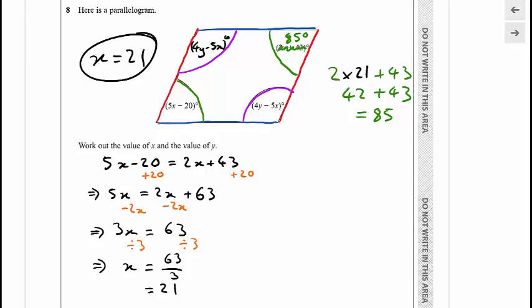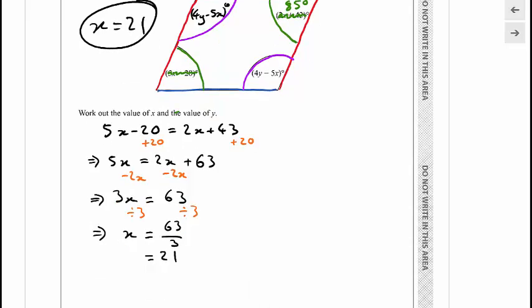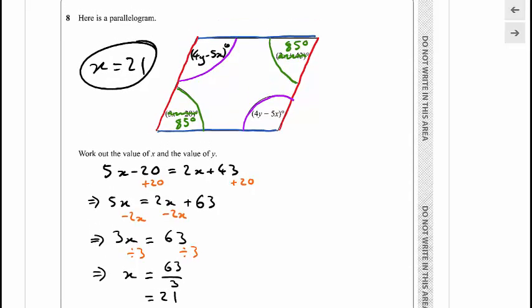Now I know this angle here is 85 degrees. But I also know then that this angle here must also be equal to 85 degrees because they must be the same. I can also replace this 5x, which is 5 times 21, which is equal to, well, 5 times 20 is 100, but I still need to add on the 1 times 5. So 1 times 5 is 5, so that's 105. So I can just replace with 4y minus 105, and I can also do the same in this one here. So 4y minus 105.